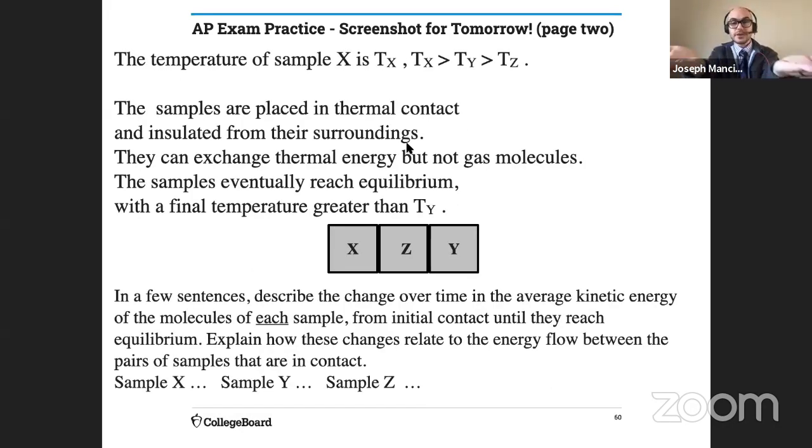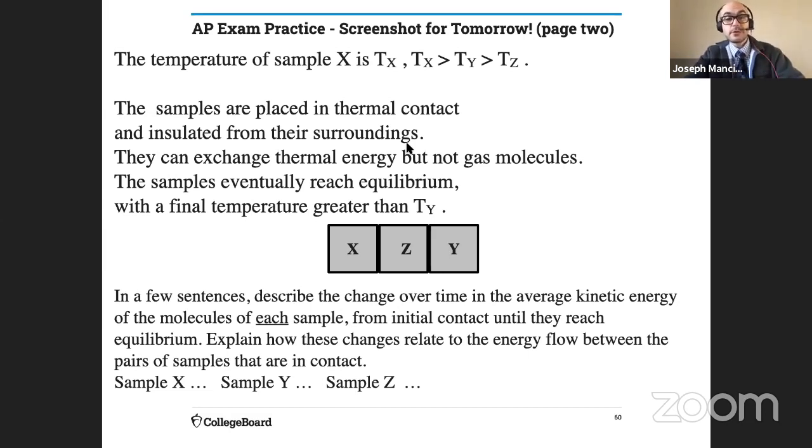Then the samples are placed in thermal contact. So conduction of heat is allowed to occur, but even though they're in thermal contact, gas can't flow from one box to the other. But they do eventually reach thermal equilibrium with a final temperature that is greater than Ty. In a few sentences, can you describe the changes over time in the average kinetic energy of the molecules in each sample? So talk about sample X, sample Y, sample Z, from the moment they make contact until the moment that they reach thermal equilibrium.